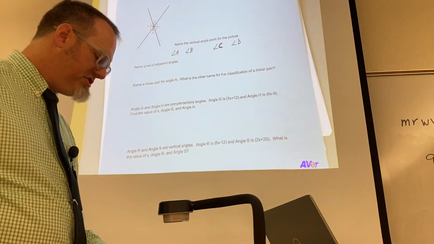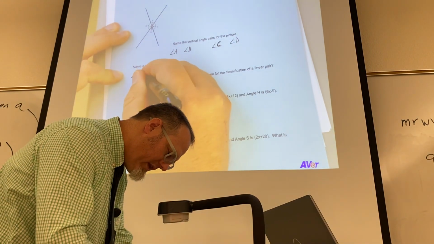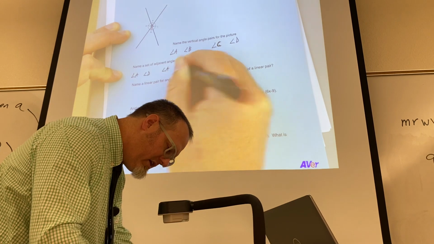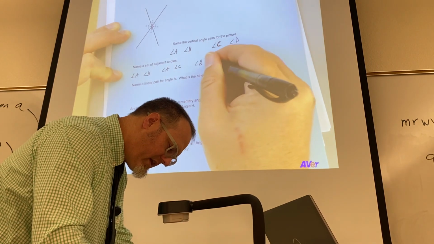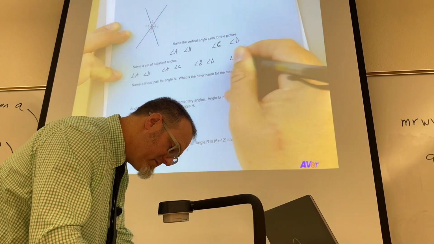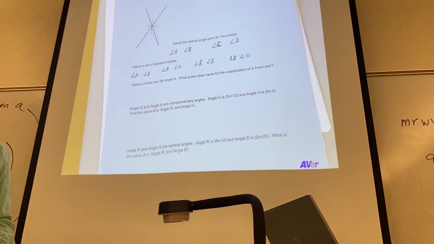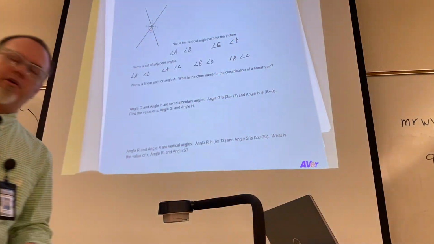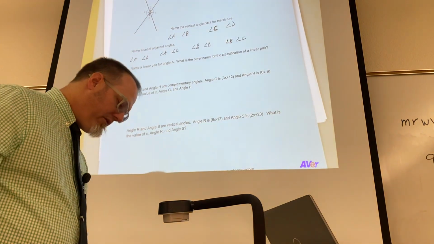Name a set of adjacent angles. Angle A is adjacent with angle D. Angle A is also adjacent with angle C. Angle B is adjacent with angle D, and angle B is adjacent with angle C. Any of those pairs are going to work. Adjacent angles means they're next to each other, they share a ray. All right?